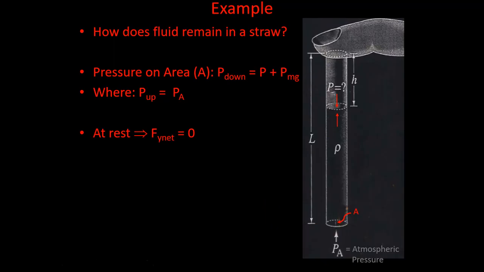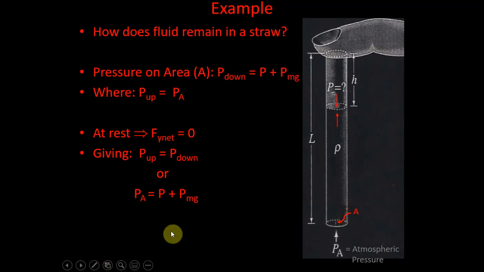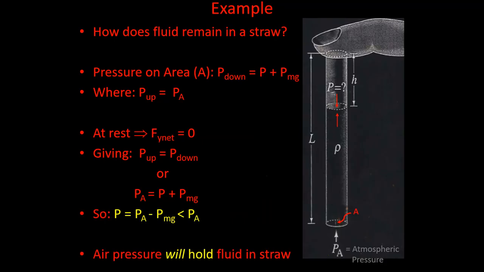Now, if our fluid is at rest, that is not moving and just sitting in the straw, which it will be, in a static case, all of the forces in the y direction should equal 0. This means that the pressure upwards equals the pressure downwards. So PA, the atmospheric pressure, has to equal P plus the pressure due to gravity, mg. So if we think about that for a second, P is going to equal PA minus mg, and this will give us a limit at which the fluid will be held in. So air pressure will hold fluid in the straw, provided that PA minus mg is less than the atmospheric pressure.